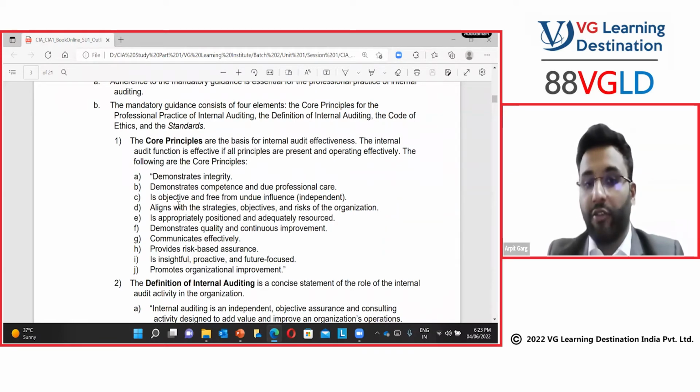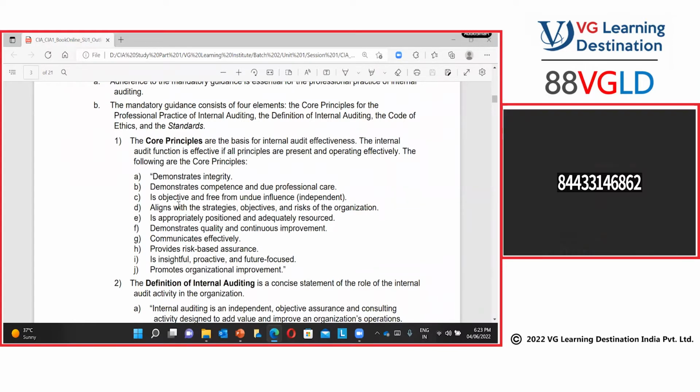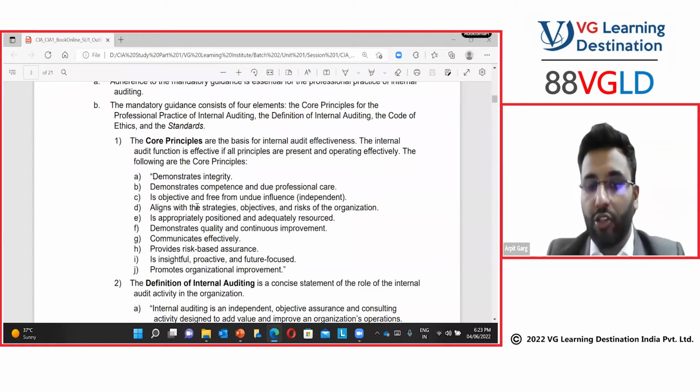And then it's again very important, folks. Can we do any work that doesn't align to the strategies, objectives, or risk of the organization? It always says that the internal audit objective should also be aligned to the objective of the business. So our internal audit objective should also align with the strategies, objectives, and risk of the organization.